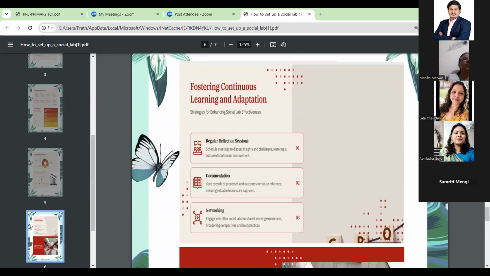The next is fostering continuous learning and adaptation. Strategies for enhancing the lab require regular reflection sessions. What are regular reflection sessions?